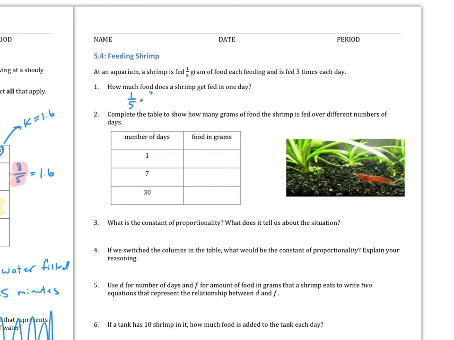And I'm going to multiply by 3 over 1 because 1/5 is a fraction, so I need 3 to be a fraction as well. And I see that it gets 3/5 gram of food every day.